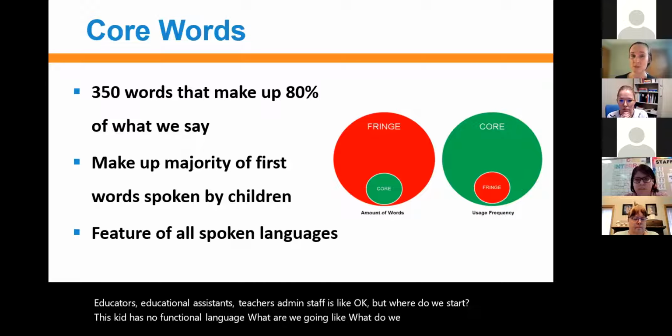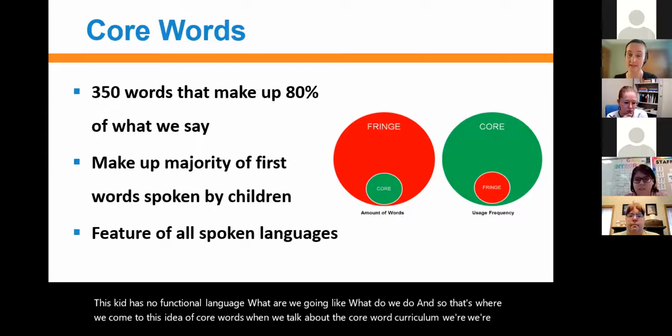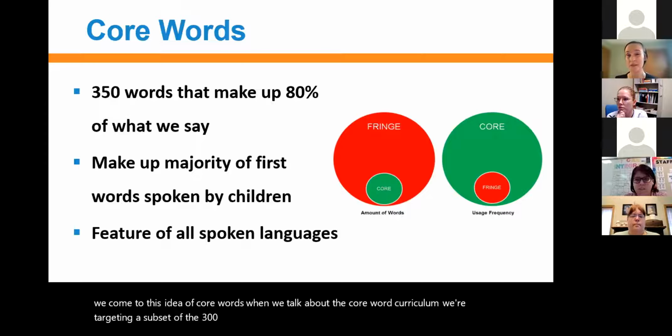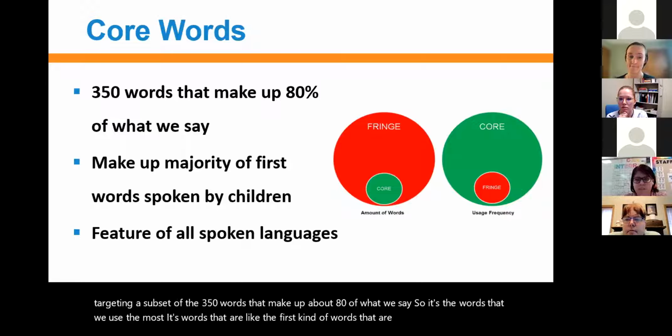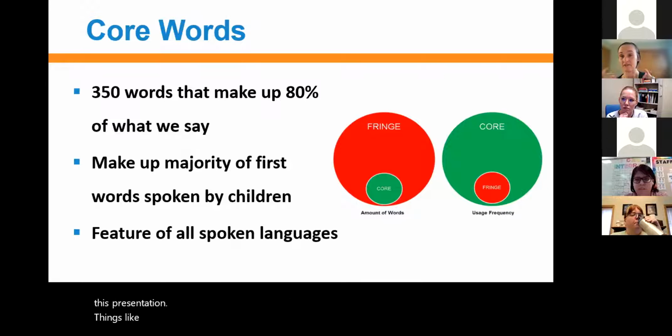And so that's where we come to this idea of core words. When we talk about the core word curriculum, we're targeting a subset of the 350 words that make up about 80% of what we say. So it's the words that we use the most. It's the first words that are spoken by kids, and they're words that stick with us throughout our life. They're words that I've used a ton already in this presentation. Things like that, and, of, it, and they. Those are all core words.